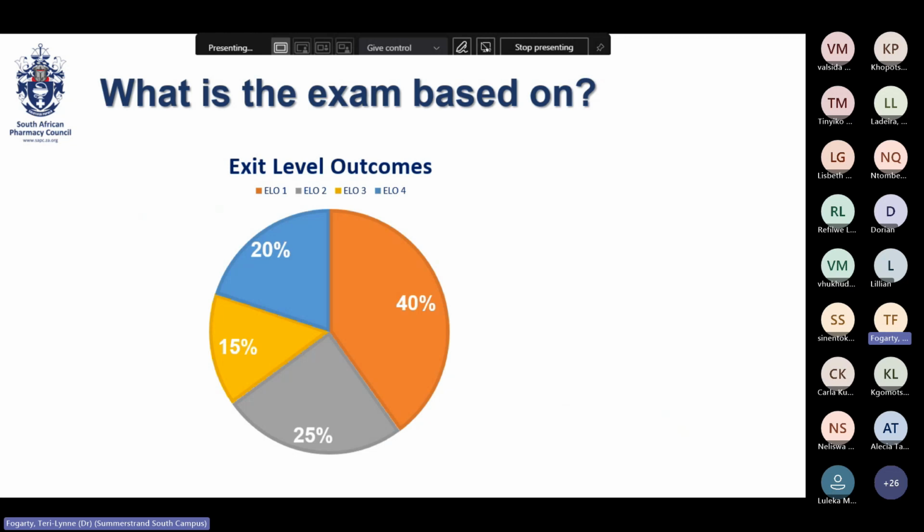So what is the exam based on? We've got those 4 ELOs, and this is how the exam is split. 40 questions, 40% of the paper will come from ELO 1, basic scientific principles. Okay, ELO 2 is 25%. We said ELO 2 was stock management. So 25 questions will come from stock management, 15 will be linked to manufacturing, and 20% or 20 questions will be linked to compounding.